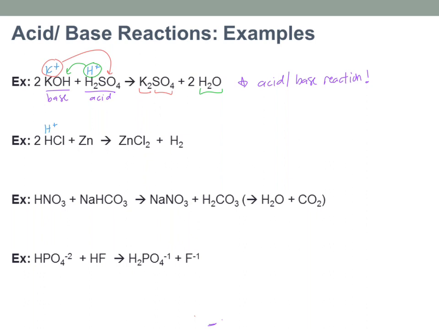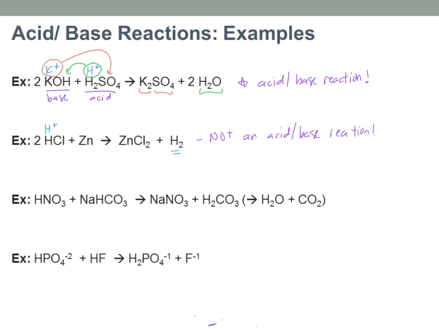In fact, the hydrogens still stay together, right? If you look over here, the hydrogens are still together. It didn't transfer to anything else. It didn't transfer to a base. So this would be a case in which we do not have an acid-base reaction. This is not an acid-base reaction, because there was no transfer of that H plus to something new. It just stayed with itself.